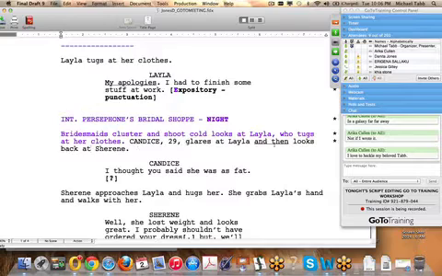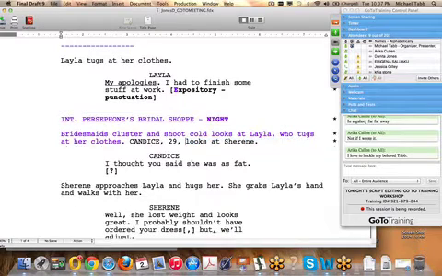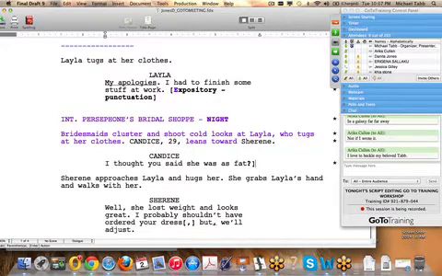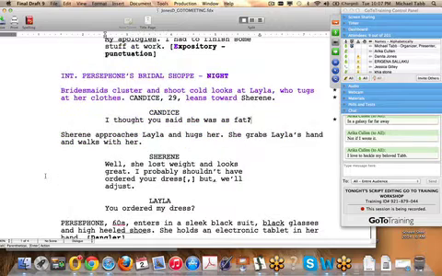I wouldn't say looks back. The word "back" is also on that list. You don't need looks back. She looks... Okay. Back is often not needed. She leans toward Shireen. I thought you said she was fat. Now that's a question, not a period. Gotcha. So we need to put the question mark on that bad boy.